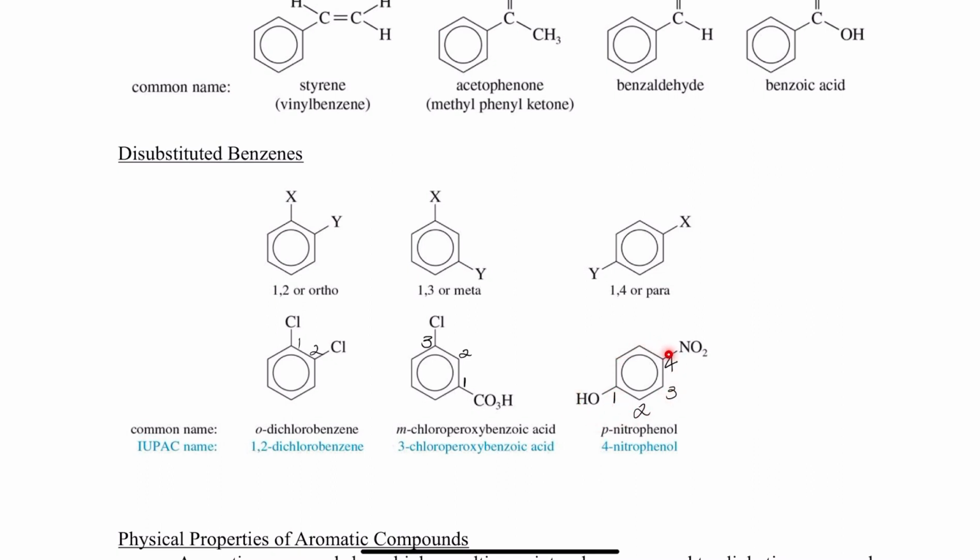We just got done talking about common derivatives. If we were to not have this nitro group right here, then this would just be a phenol. But this is a phenol group with a nitro group at the 4 position, for nitrophenol, or PNP, para-nitrophenol.